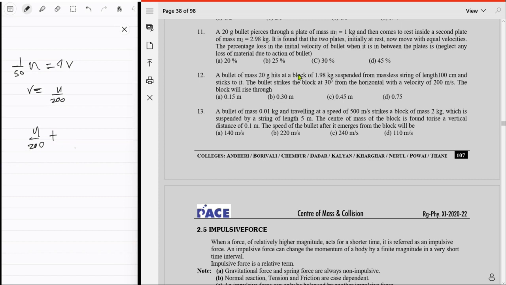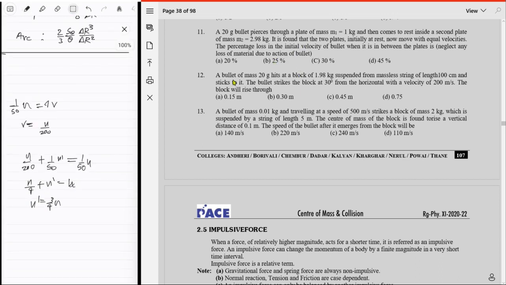What is this new velocity? It's called u dash. So the mass is 1 upon 50 times u dash, and that is equal to the initial momentum, which was 1 upon 50 times u. That means u upon 4 plus u dash is equal to u, so u dash is equal to 3/4 u. First it had u, now it's just 3/4 u, so 1/4 u is gone. So the loss in velocity is 25%. So that is correct. Next question.